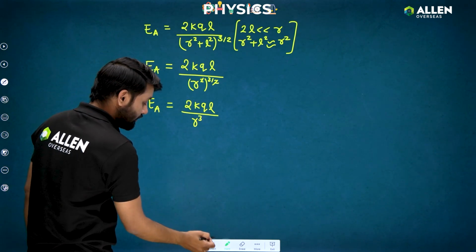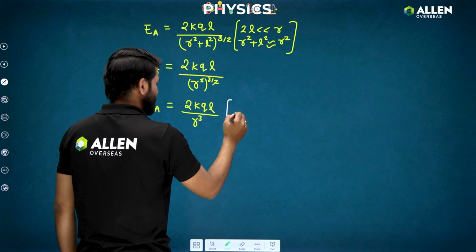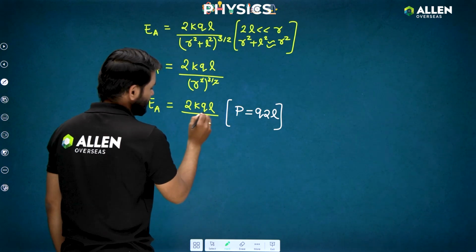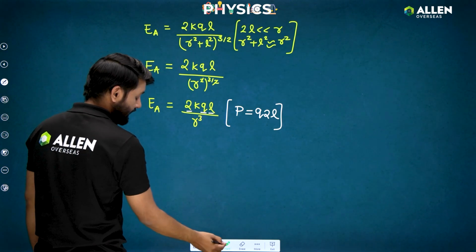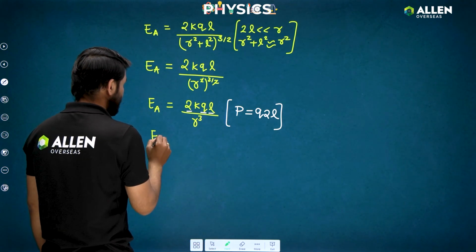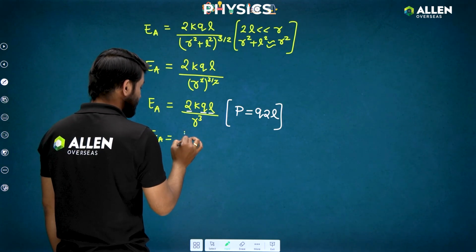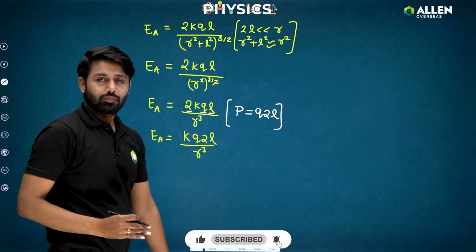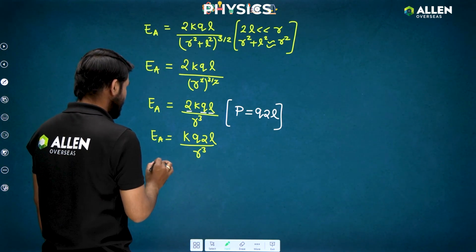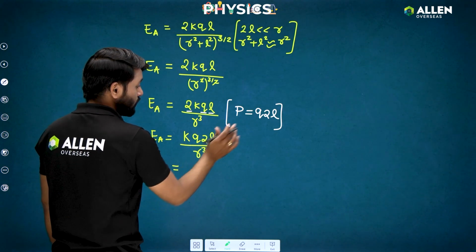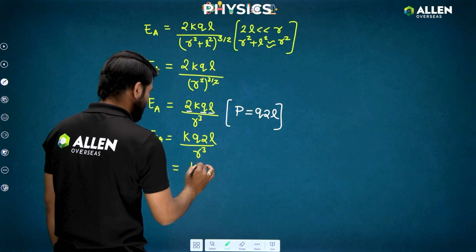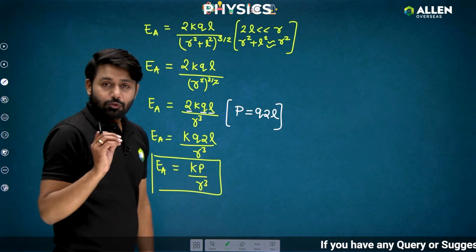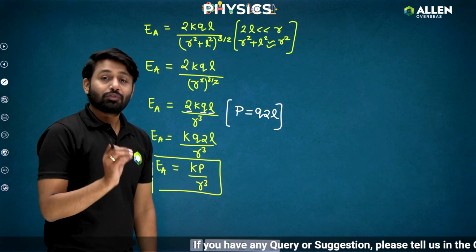You can say, sir, we know the electric dipole moment P is Q into 2L. So we can replace this Q into 2L. We can write like this: E at A is k Q into 2L divided by R cube. Right, students? Yes or no? After that, E at point A, Q into 2L is P, so kP divided by R cube. This is the magnitude of the electric field at the equatorial point of the dipole.